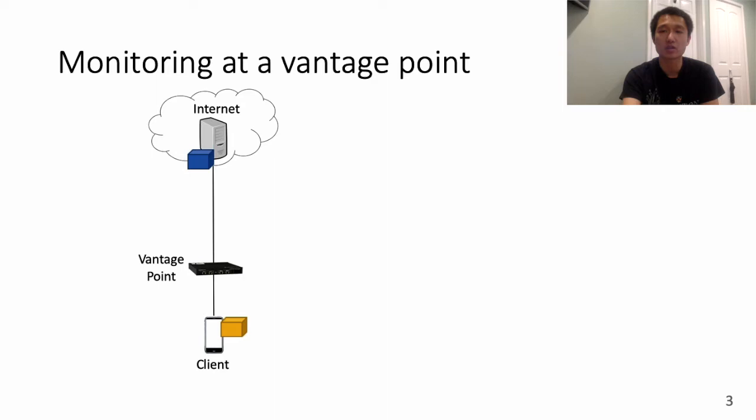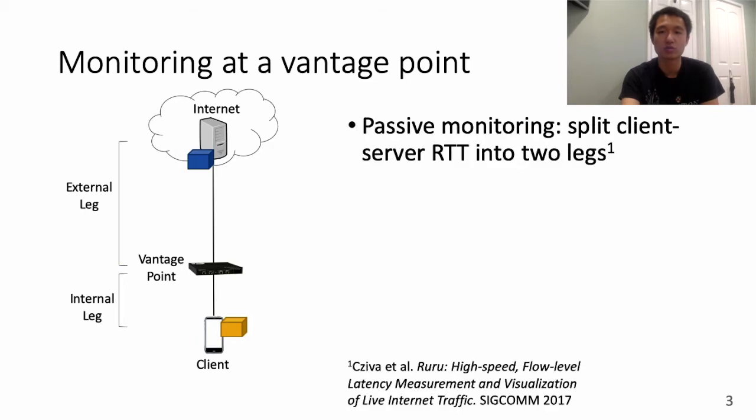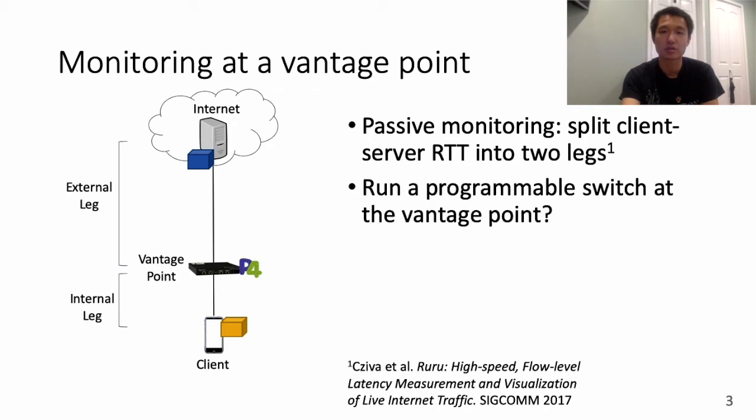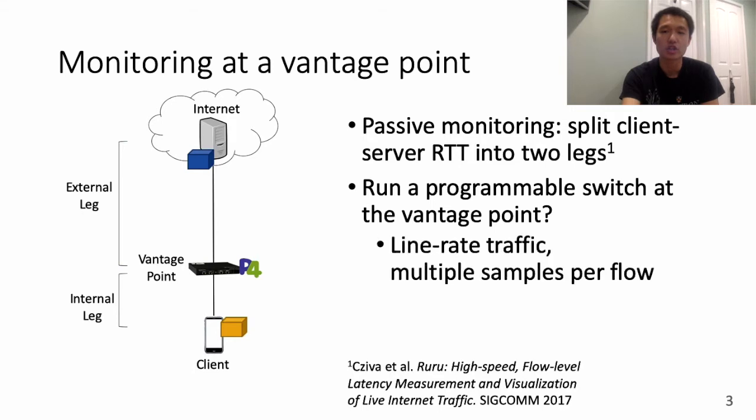Passive monitoring allows us to measure the genuine RTT experienced by the application packets themselves, without the additional traffic overhead caused by active probes. We split RTT into two halves, the external leg and the internal leg. We measure them separately. This is similar to prior work called Ruru. At the vantage point, we run our algorithm in a programmable switch data plane directly using P4. This allows us to measure each and every packet at line rate, producing multiple RTT samples per flow.